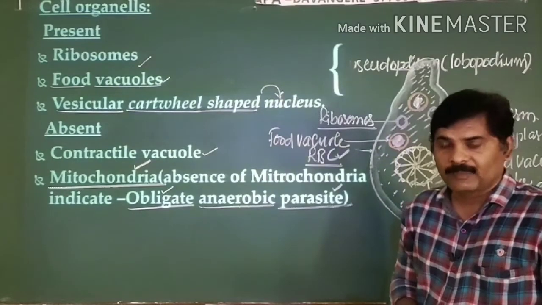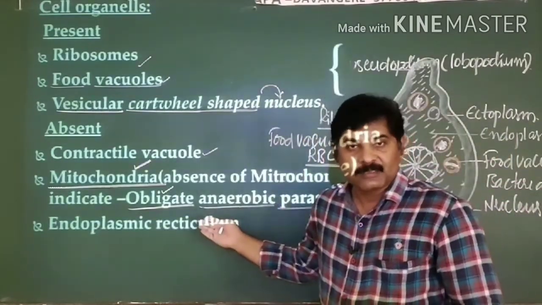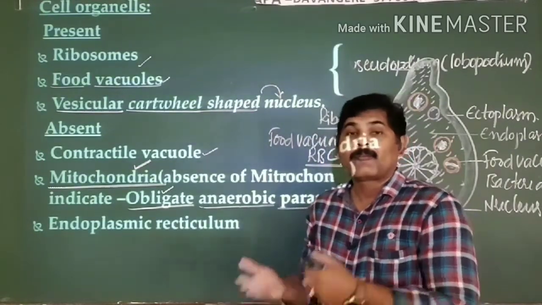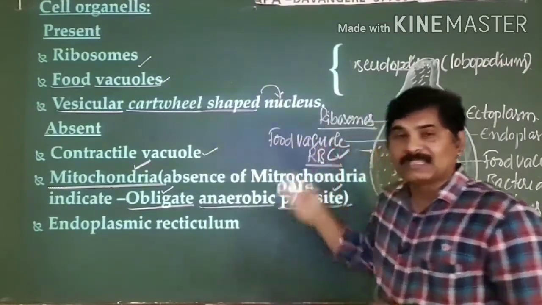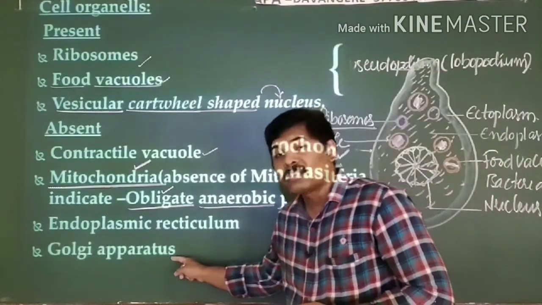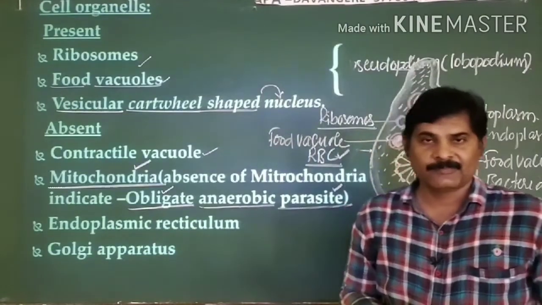One important thing: within this, the endoplasmic reticulum is also absent. We studied 2 types of endoplasmic reticulum, rough and smooth endoplasmic reticulum. Even these are absent within this parasite. And along with that, you can see even the Golgi apparatus or Golgi body is also absent within this.